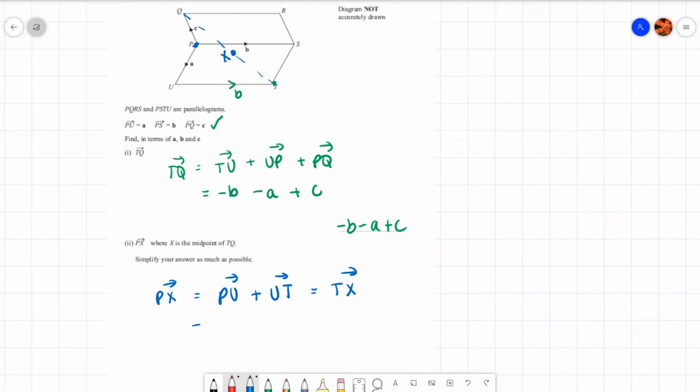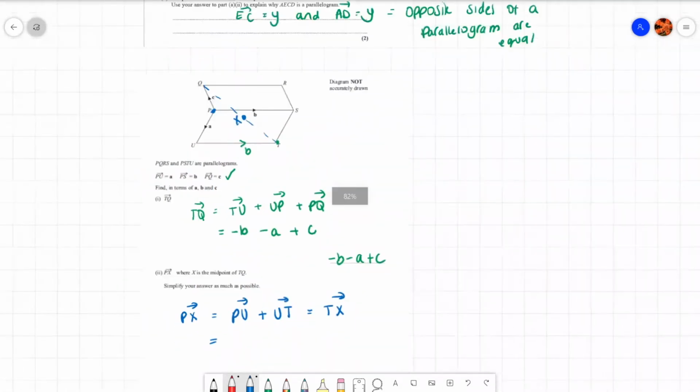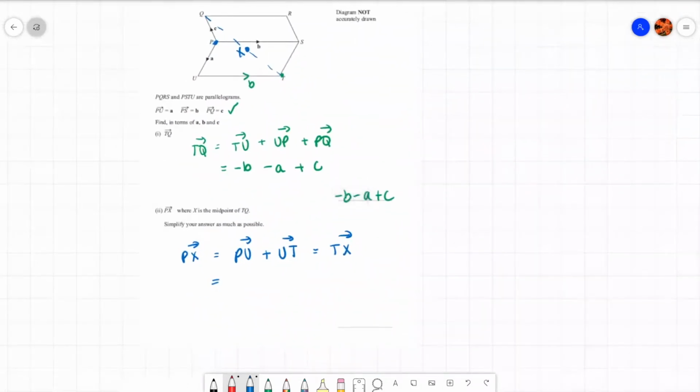Okay. Well, if I zoom out a little bit here, you can see the questions get slightly tricky, can't you? So P to U I already know is A, U to T is B. Now, that's supposed to be a plus. I actually don't know what T to X is, but what I do know is that T to X is halfway of T to Q, isn't it? Because X is the midpoint. So I'm going to write a half of T to Q.